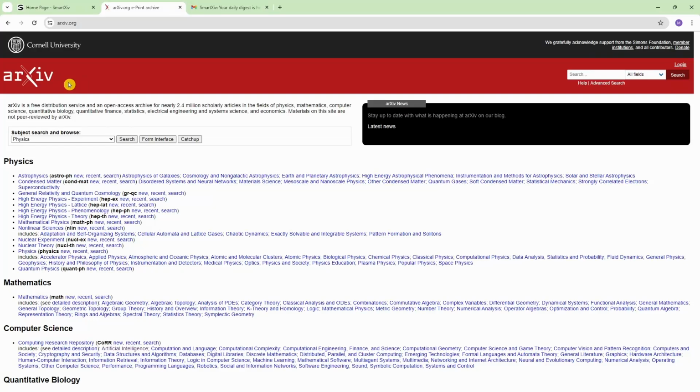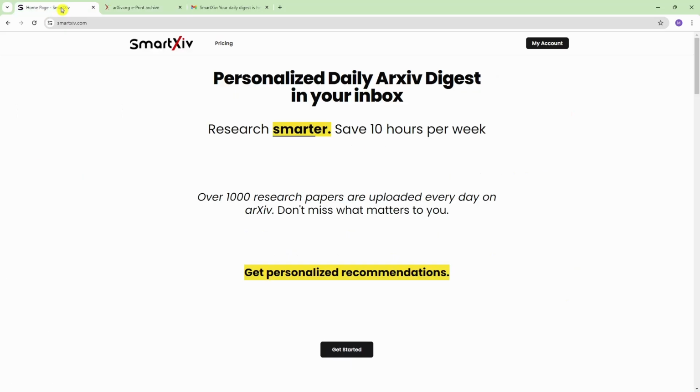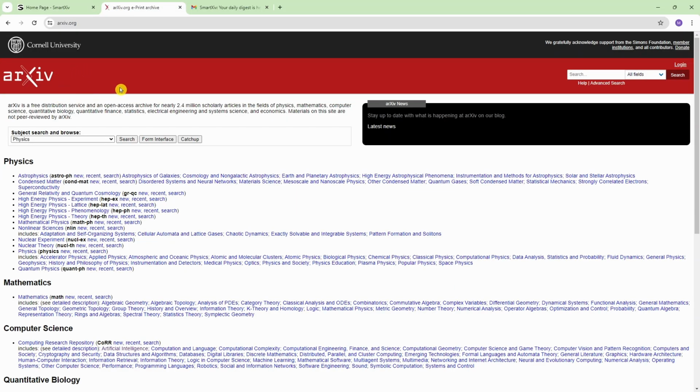So today I want to introduce you to two tools. First of all, it's arXiv by Cornell University, which is a research paper database. And then we have SmartXiv, which is an AI platform that goes hand in hand with arXiv. And this is why we will cover both of them together today. So let's start with arXiv first.